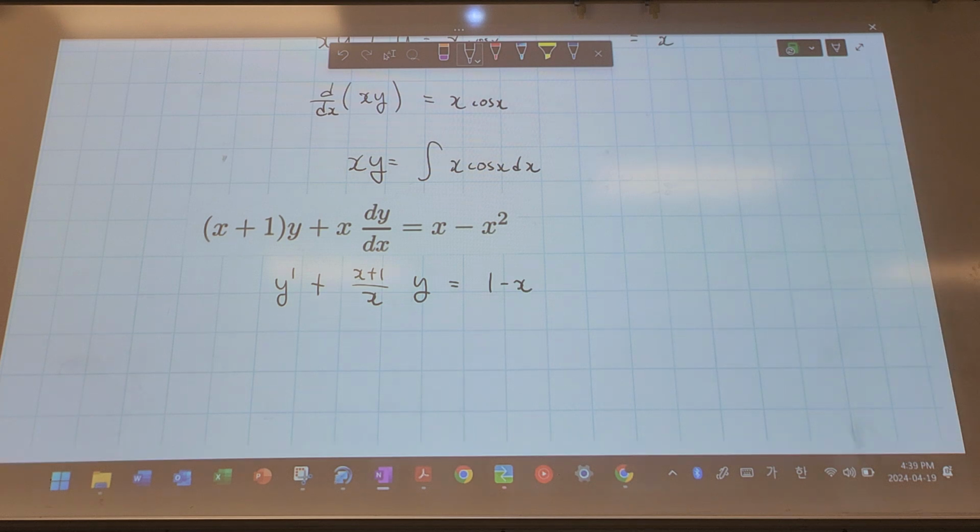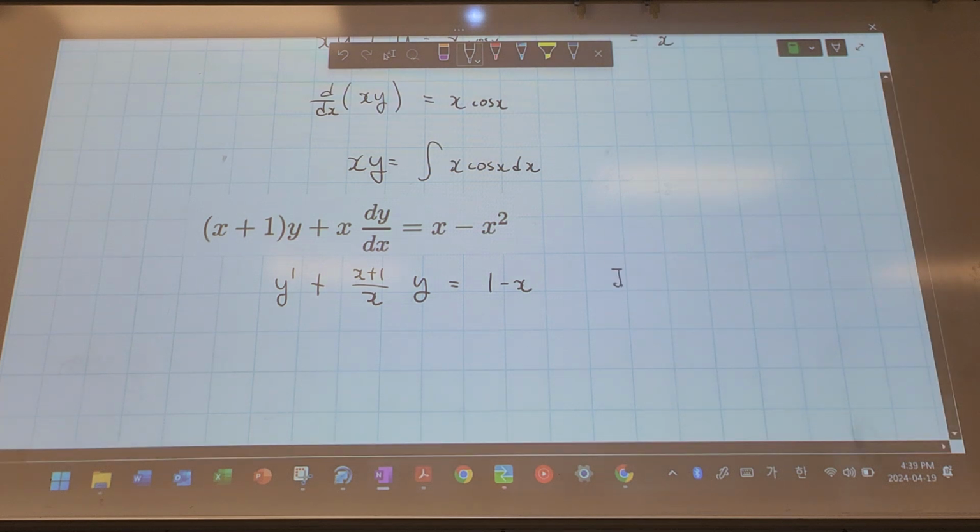And then I say find the I of x. What is the I of x? It's e to the power of integral of p of x dx. What is my p of x? My p of x is (x plus 1) over x. And what is this? It looks complicated at first, but I think we can split this into two parts. It's going to be 1 plus 1 over x, right? So it's going to be integral of 1 dx plus integral of 1 over x dx.